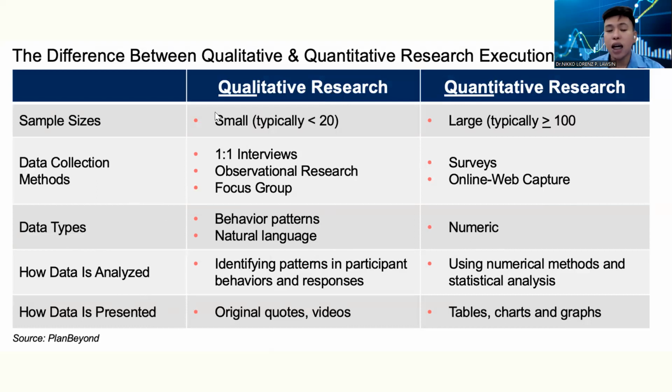How data is analyzed in qualitative research, you could have identifying patterns in participant behaviors and responses, while in quantitative, you can use numerical methods and statistical analysis. How data is presented in qualitative research, you could have original quotes or videos, while for quantitative, you can present the data through tables, charts, and graphs.